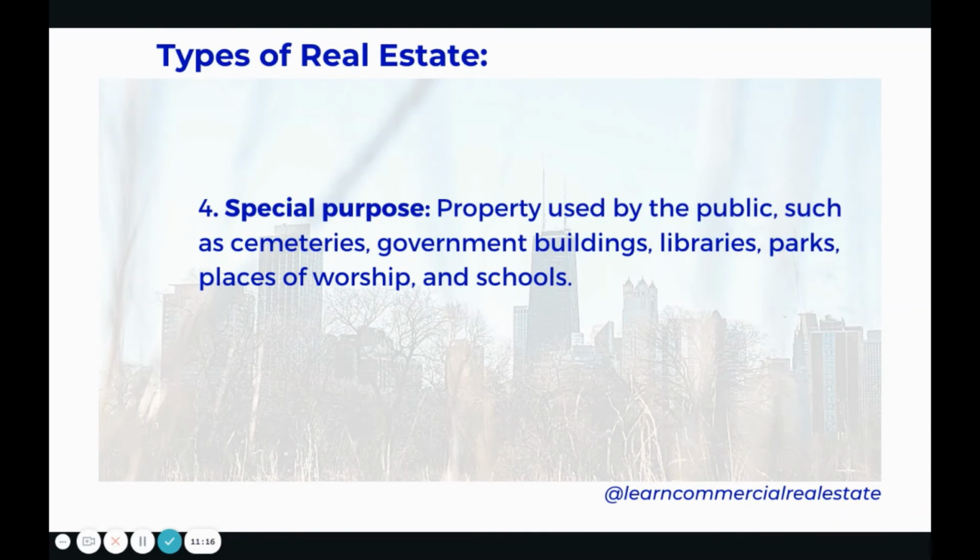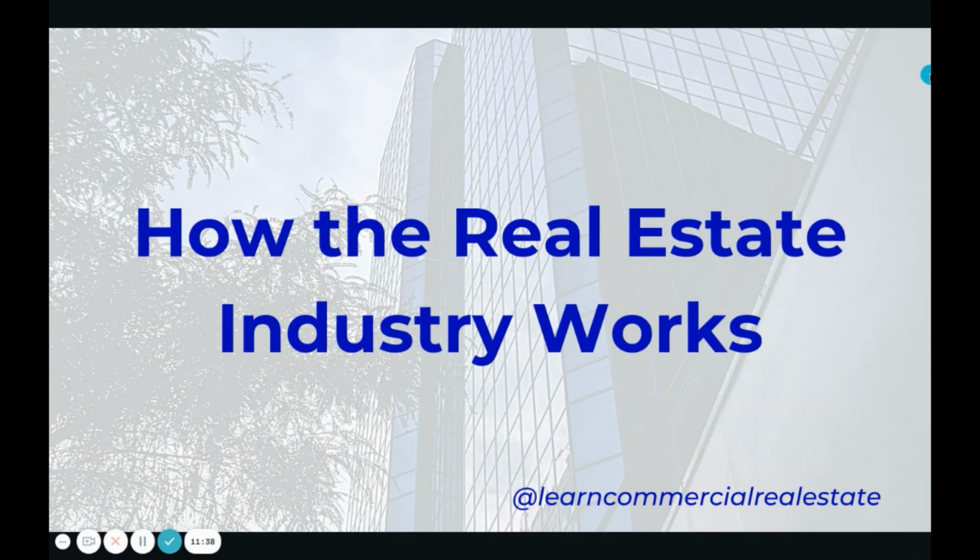We also have four, special purpose. And the last types of real estate we're going to go over. The special purpose real estate is property used by the public, such as cemeteries, government buildings, libraries, parks, places of worship, and schools. That's four types of real estate.